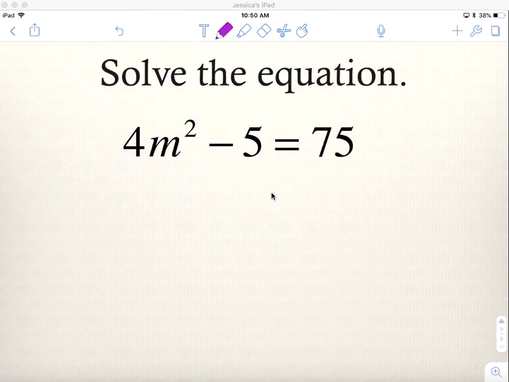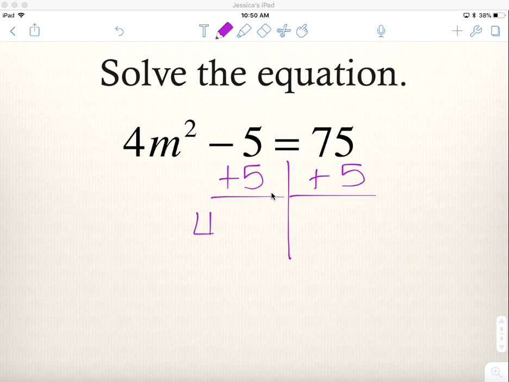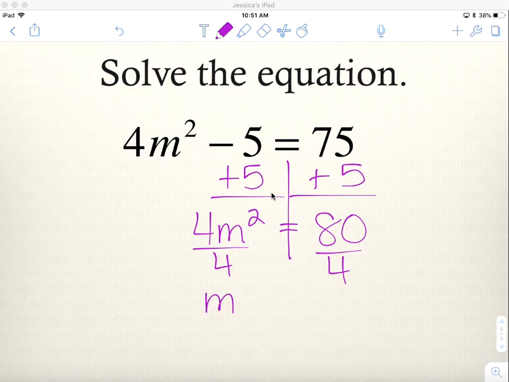The first step on this problem to get m squared by itself is to move the minus 5 to the other side. The opposite of subtracting 5 is to add 5 on both sides. From here, you're left with 4m squared equals 80. Now I have to move the 4 to the other side. Since that's 4 times m squared, the opposite is to divide 4 on both sides. And we're left with m squared equals 20.